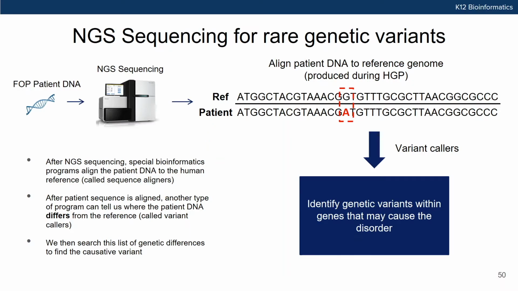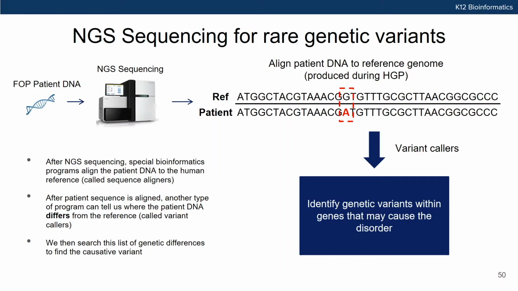We then take this readout and use special programs called DNA sequence aligners to compare it with the reference genome. The reference genome is the genome that was sequenced during the Human Genome Project. So this is often used for comparison when doing these types of analyses.